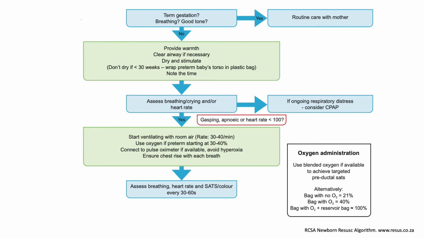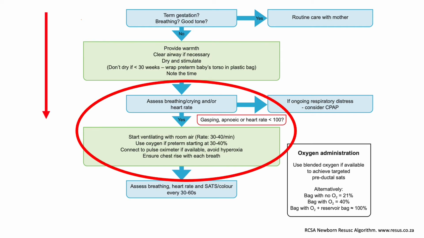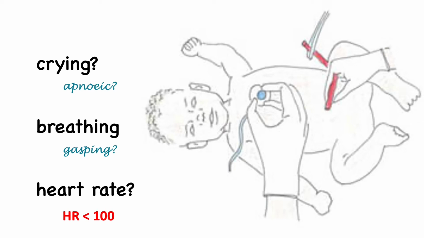So we've managed to go through the first part of the golden minute, and now we've reached this part where we are now going to assess whether there's crying, is the little one breathing, and what is the heart rate. So if the child is apneic, or if there's gasping, or if when we feel the heart rate or listen to the heart rate, it's less than 100, then we need to move on with the rest of our resuscitation.